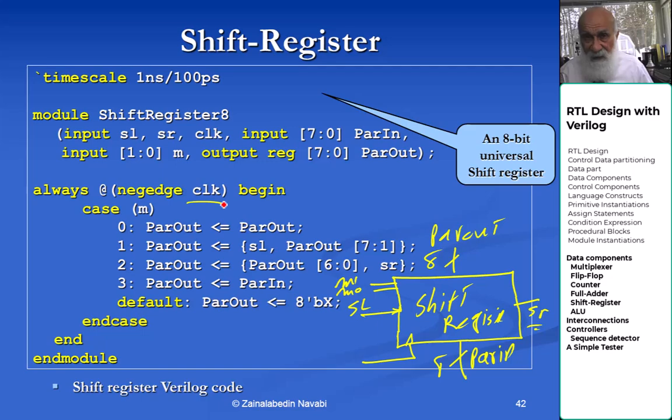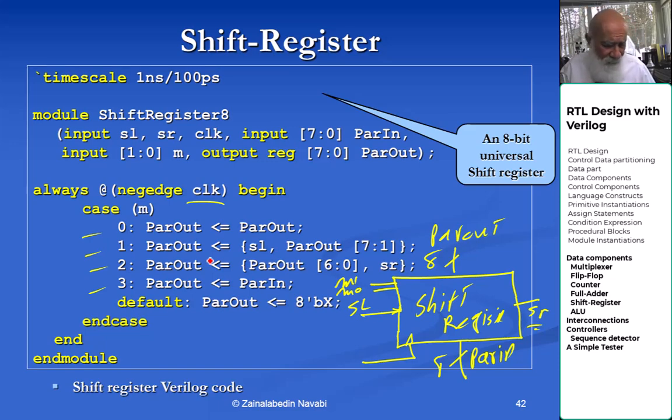If clock arrives, then look at M. I can do if-else statements, but what I'm trying to do now is to use a case statement. The case statement says if M is 0 or 1 or 2 or 3. If it is 0, take par out and put it back into par out, do nothing. If it is 1, take the SL, concatenate it to the left of par out 7:1 and then put that into par out, and therefore this is a right shifting.